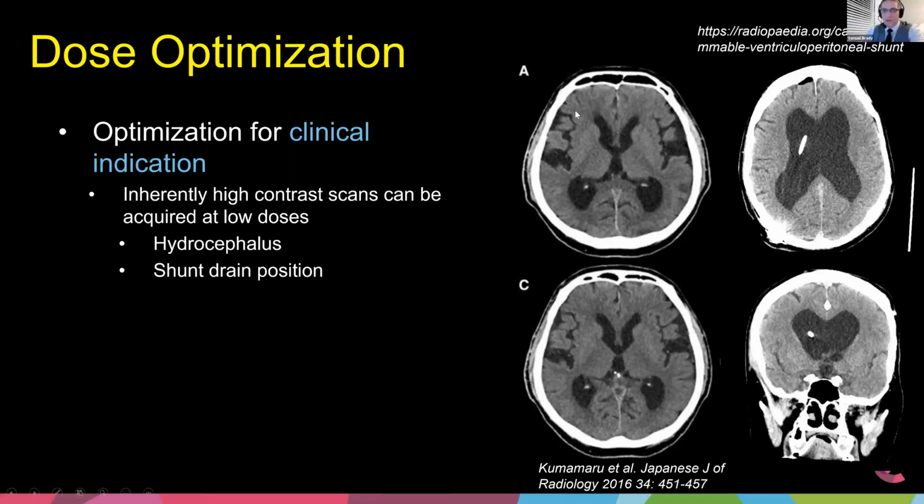But having those discussions is a very important one. All right, the next step to consider for dose optimization is clinical indication. So we can actually optimize the dose based on what we're looking for.